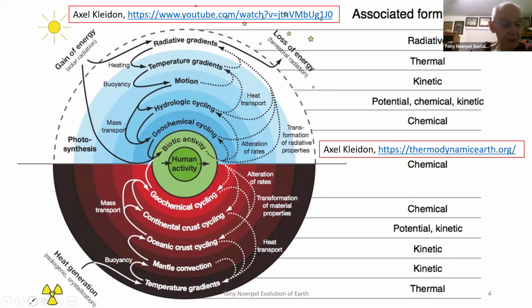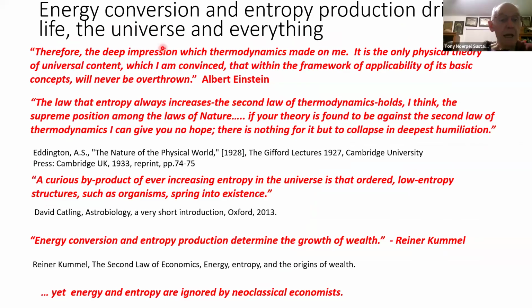This is heat generation down here, and then that propagates up from the core into the surface. There's biotic activity on the surface. Human activity is part of this. So the human economy is very much part of the Earth heat engine, or the Earth system. Energy conversion and entropy production drive life, the universe, and everything. And that is the big lesson.